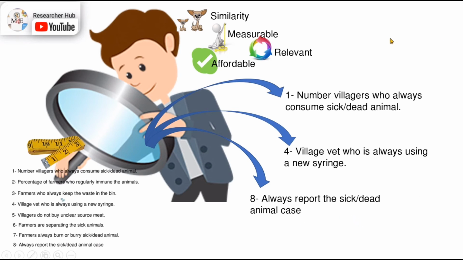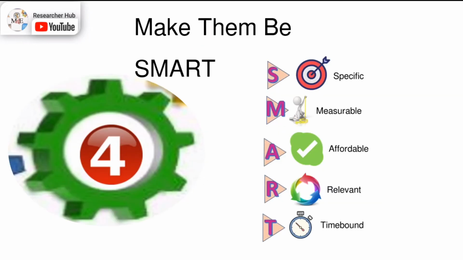Again, these indicator statements are not smart yet. We will work on them later in the next step. So when we get the indicators here, we need to make them smart. If the team is already satisfied that these indicators are the most appropriate to measure the intended change, then we can improve these indicators. So now moving to step 4, we will improve the indicators to make them smart by using the smart criteria here.